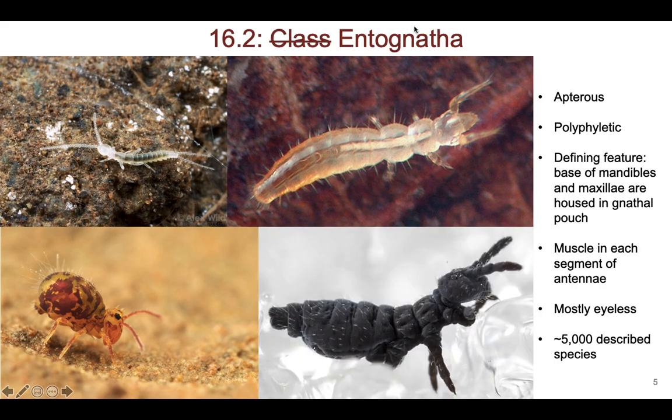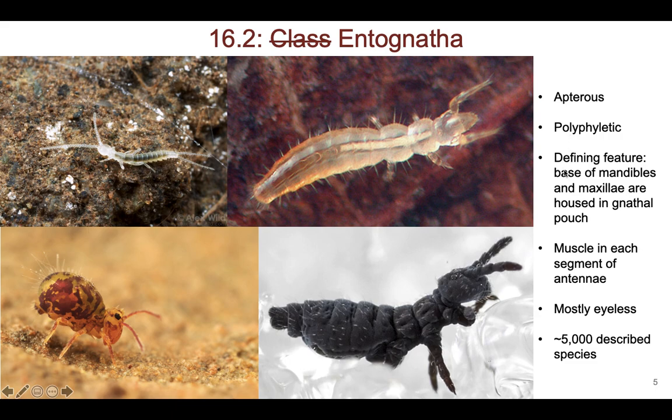So let's talk about the Entognatha. This group, they are apterous, which means they have no wings. Pter means wing. You're going to see that word a lot when we go through the insect orders. So think of pterodactyl, anything with a pter has wings. These are apterous though, so they are without wings. Like I said, they're a polyphyletic group, so they don't have one single shared common ancestor. And they do appear to be more ancient in evolutionary history than insects.